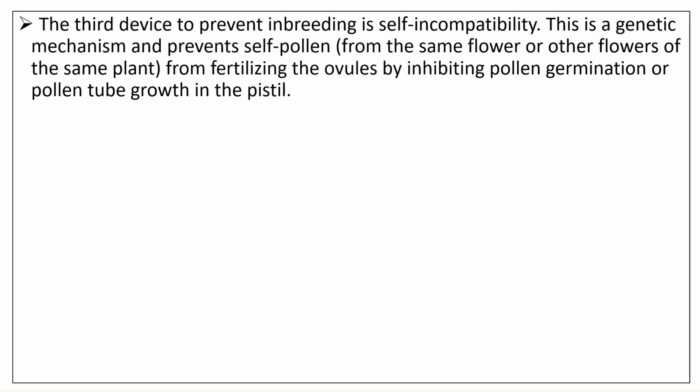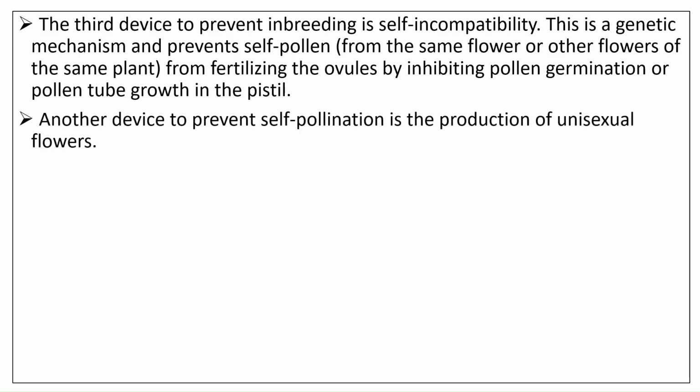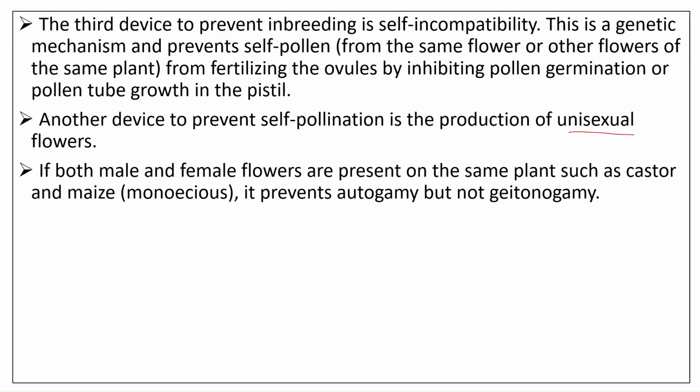This is a genetic mechanism and prevents self-pollen from the same flower or other flowers of the same plant from fertilizing the ovules by inhibiting pollen germination or pollen tube growth in the pistil. Another device to prevent self-pollination is the production of unisexual flowers. If both male and female flowers are present on the same plant, such as castor and maize, monoecious, it prevents autogamy but not geitonogamy.